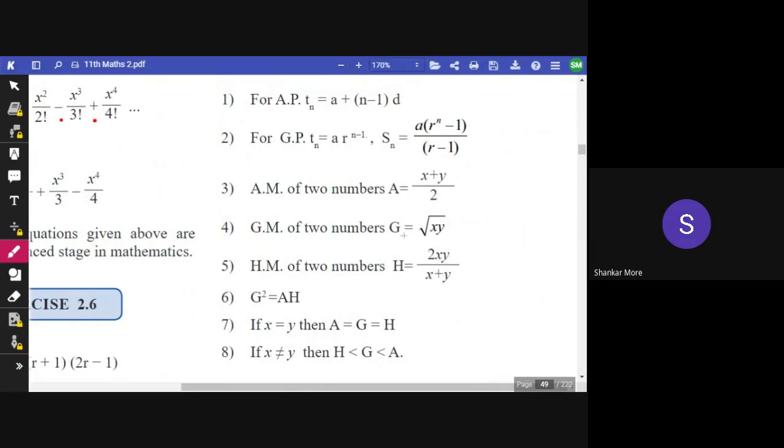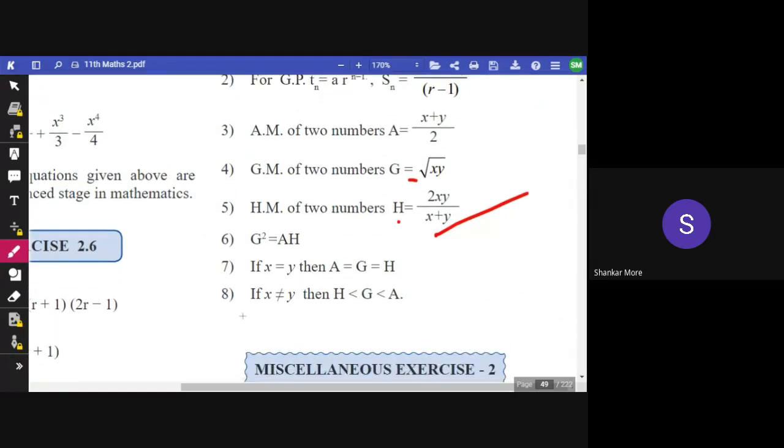So for value of g, this formula is there. For value of h, that is HM, harmonic mean, this formula is there. We know that g square is equals to ah. If x is equals to y, then a is equals to g is equals to h. And if x is not equals to y, then h is the smallest one, a is the biggest one, and g lies between a and h. And I think it is done. It is over for today. Okay, we are done for today.